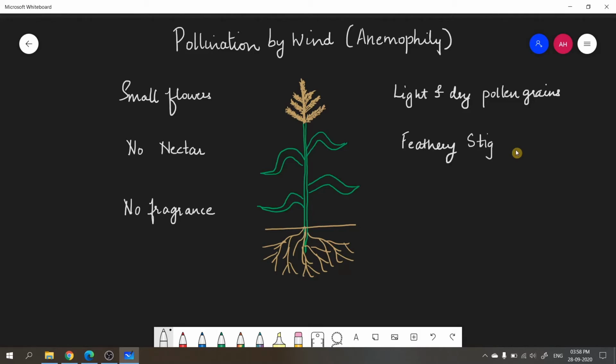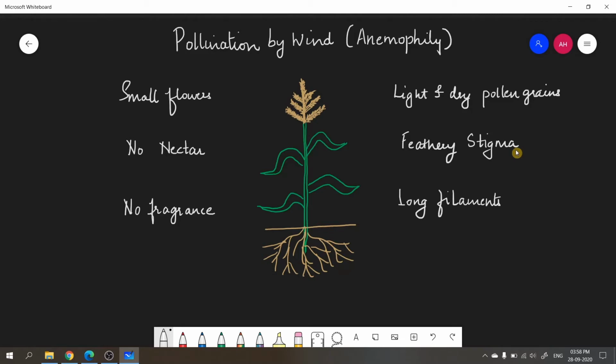Feathery stigma. All right. And one last point to remember is that the filaments, which is the male part of such flowers, right? You all remember filament is the part of stamen in a flower. So filaments are also long. And why do you think these filaments are long?